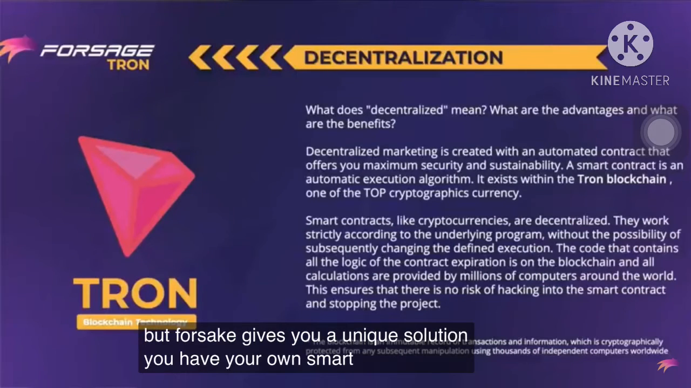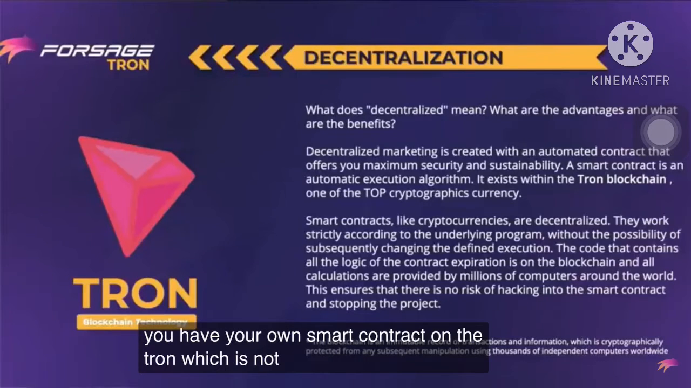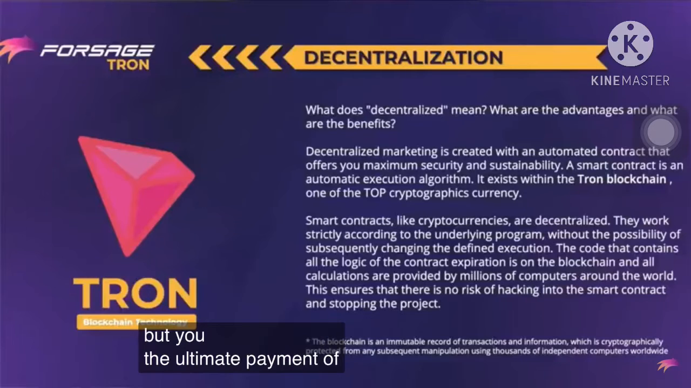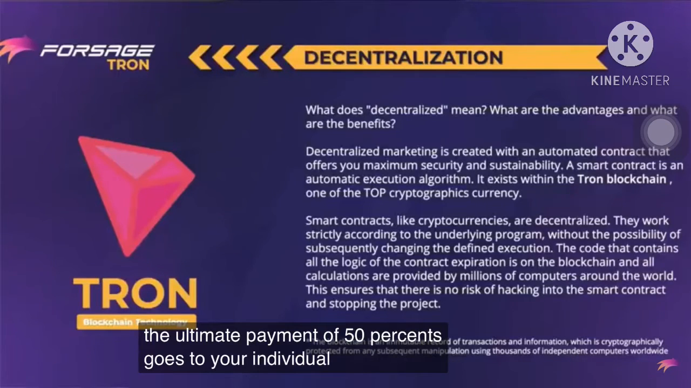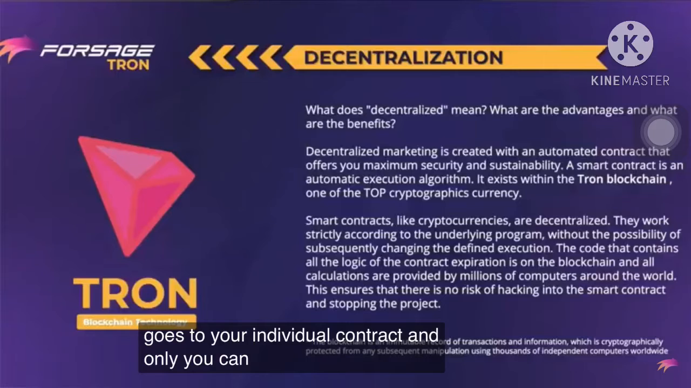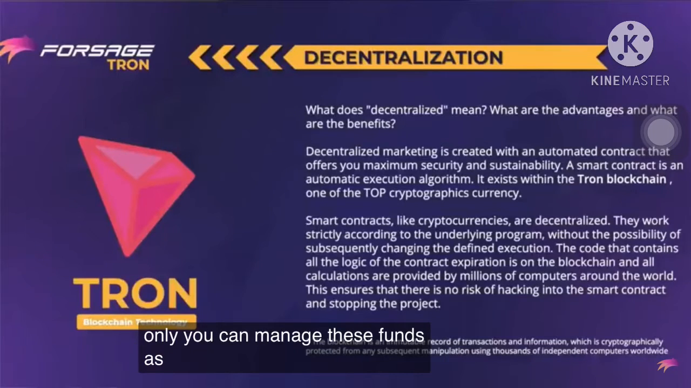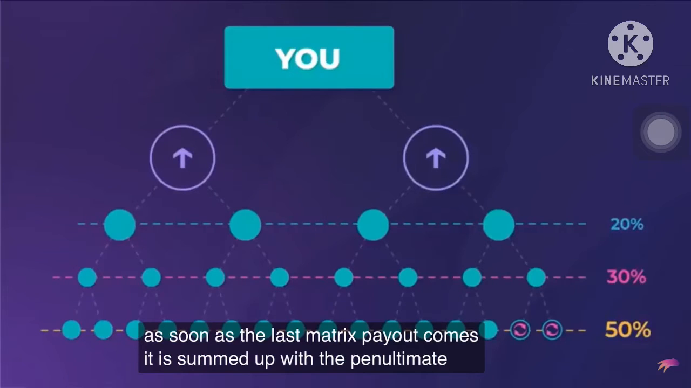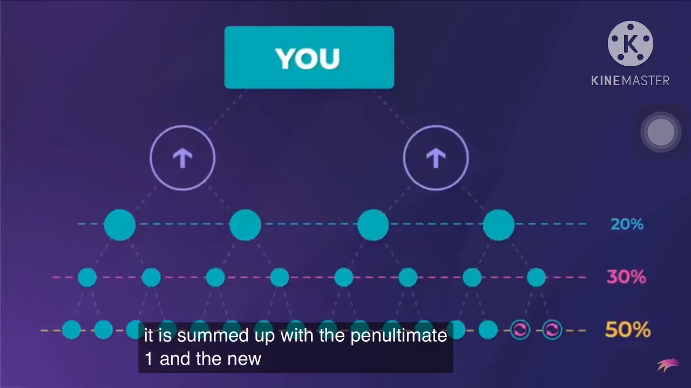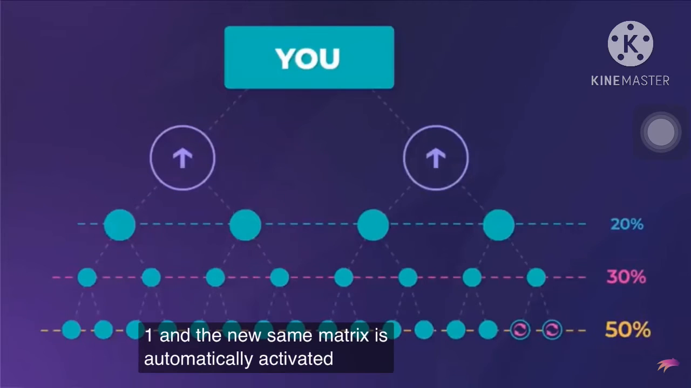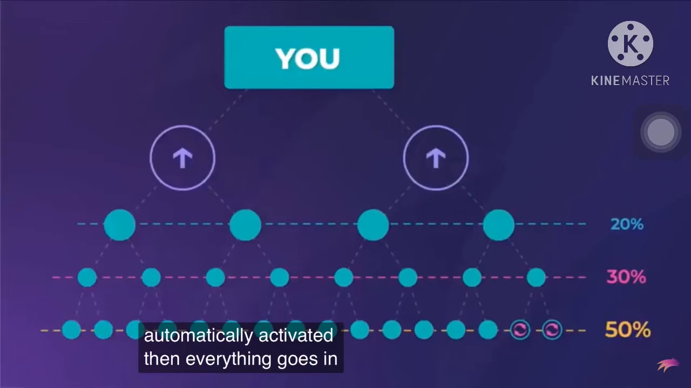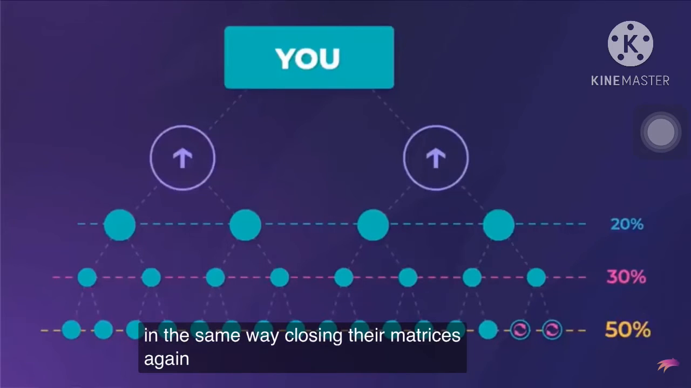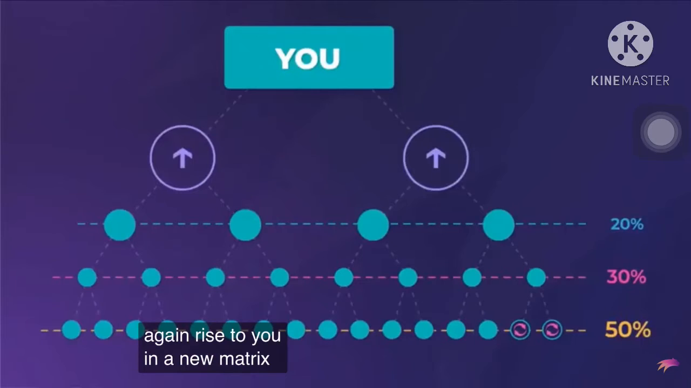You have your own smart contract on the Tron, which is not available to anyone but you. The penultimate payment of 50% goes to your individual contract, and only you can manage these funds. As soon as the last matrix payout comes, it is summed up with the penultimate one, and the same new matrix is automatically activated. Then everything goes in a circle, and your partners, in the same way, closing their matrices again, rise to you in a new matrix.